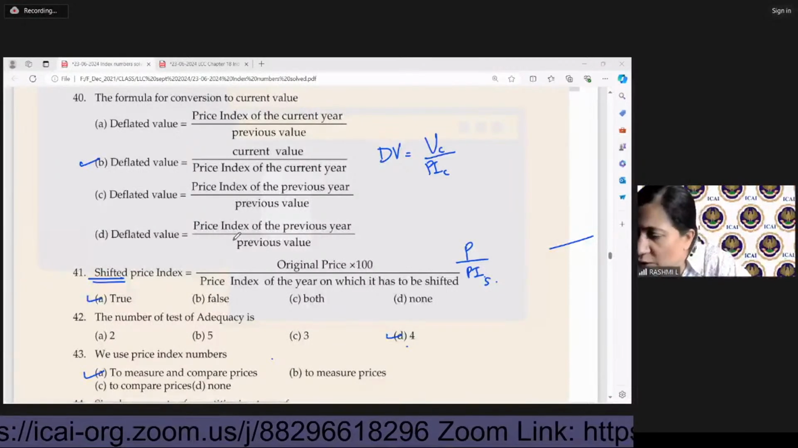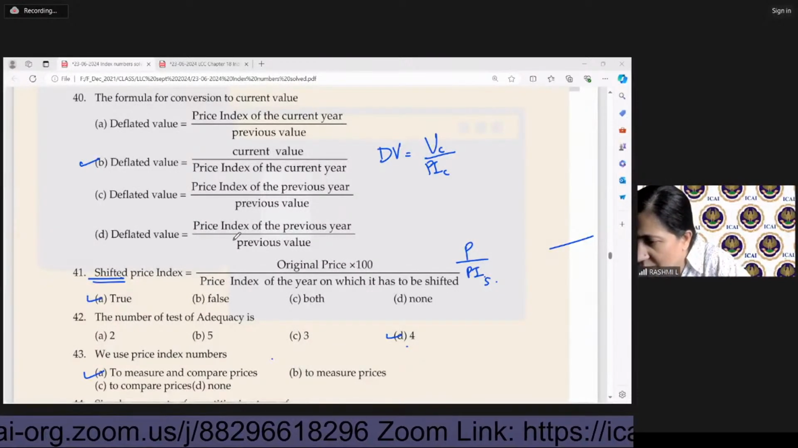Ishika is saying unit test, circular test, time reversal test, factor reversal test.